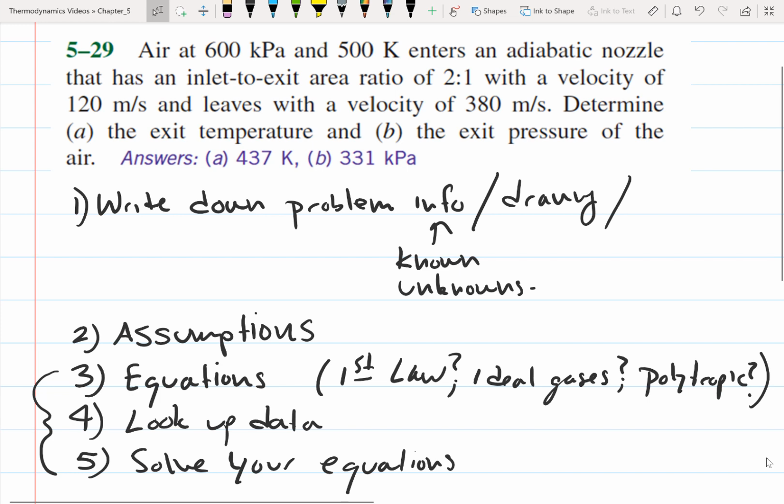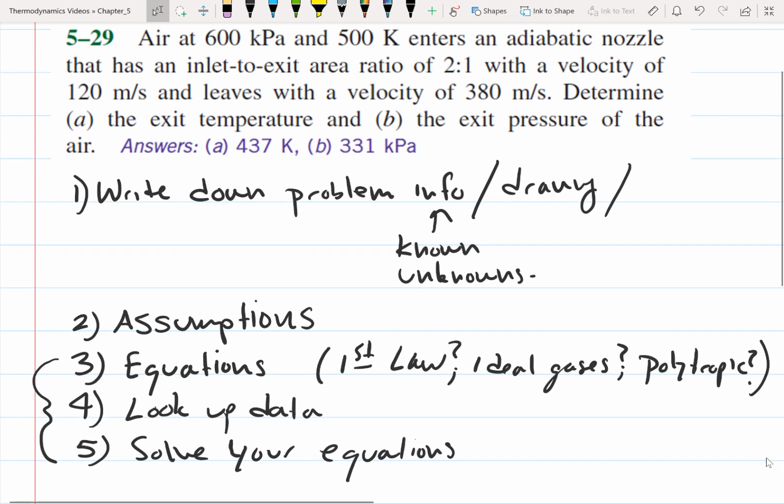So basically we have a nozzle and it says that it's adiabatic. Remember that a nozzle increases the velocity of your fluid. And it's adiabatic, so that means there's no heat transfer in or out of the nozzle. Nozzles don't usually have work, they're passive. It tells us the temperature and pressure at the entrance, it tells us the entrance and exit velocities, and it tells us a ratio between the entrance and exit areas. Then it wants us to find the exit temperature and pressure.